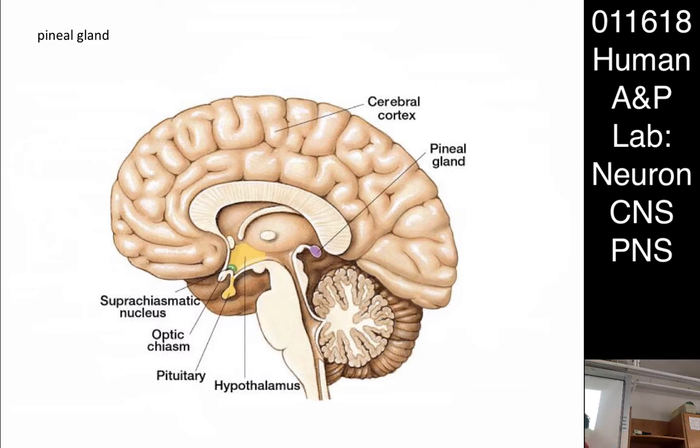So, anterior, posterior, here's the pineal gland and the pituitary. The pineal gland is pretty much the third eye. So the pineal gland has photoreceptors, and in lizards, like iguanas, anybody into lizards around here, play with an iguana before? No.